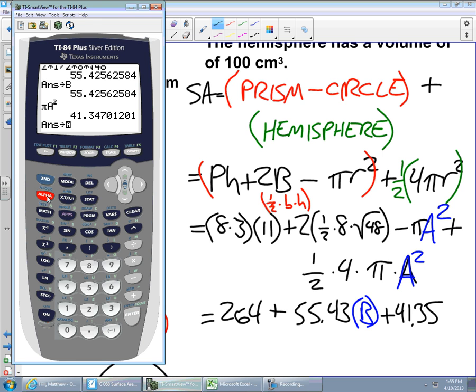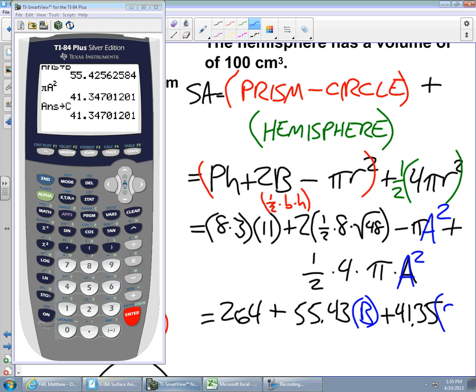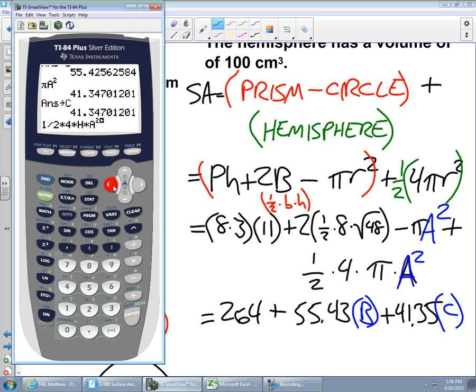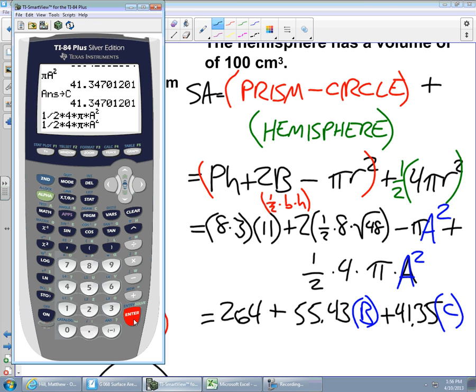I'm going to go store C. There it's saved. And then lastly, we've got this term, whatever this is, 1/2 times 4 times pi times A squared. Oh, I missed pi, didn't I? Got an H in there. I hit the alpha key instead of the second key. 1/2 times 4 times pi times A squared.